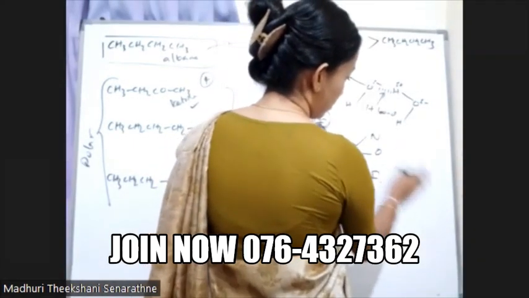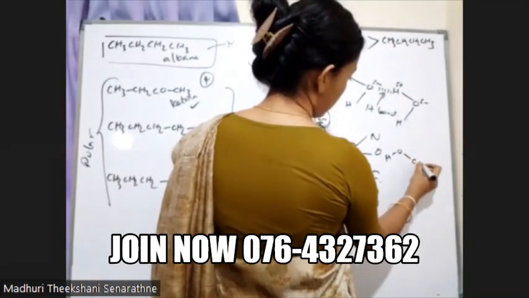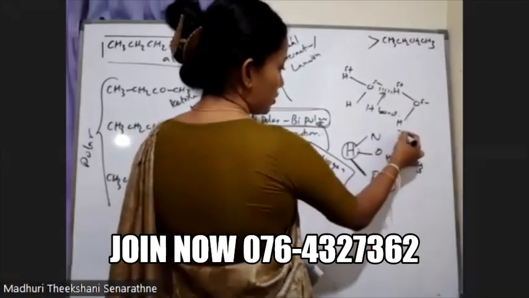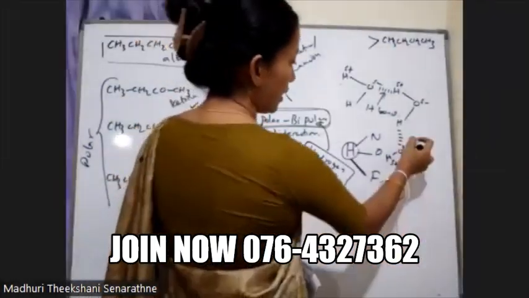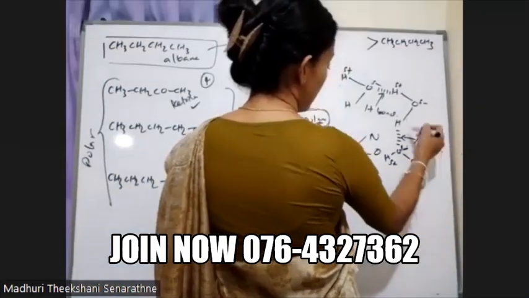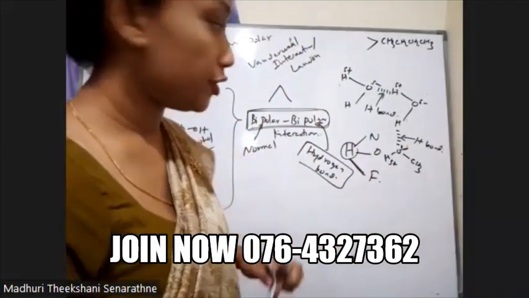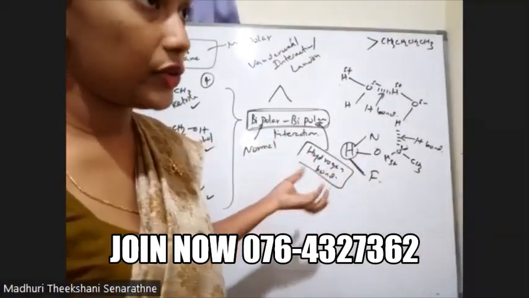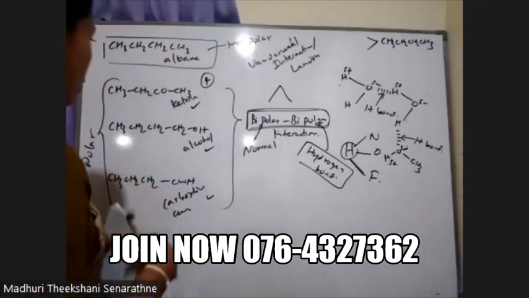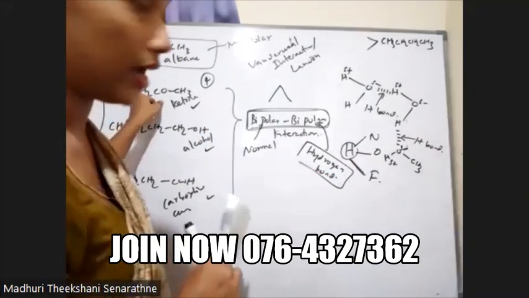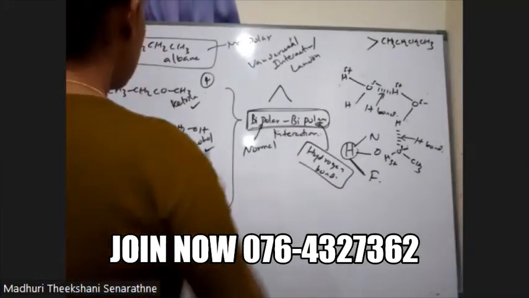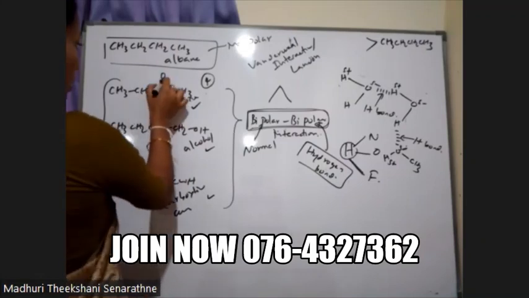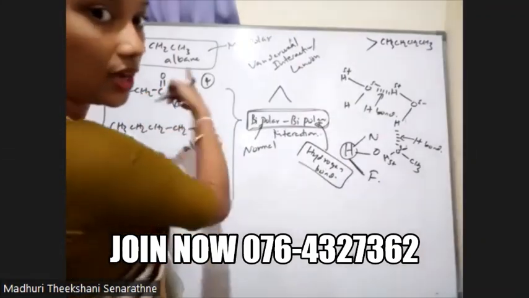Between hydrogen, delta plus, and oxygen, delta minus, there is a hydrogen bond. Therefore, water can make hydrogen bonds between its own molecules as well as with foreign molecules which can make hydrogen bonds. Ketone cannot make hydrogen bonds because the CO means there is a carbonyl group. Oxygen is bound with carbon, not hydrogen.